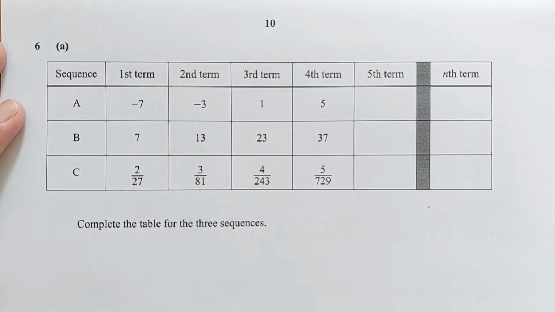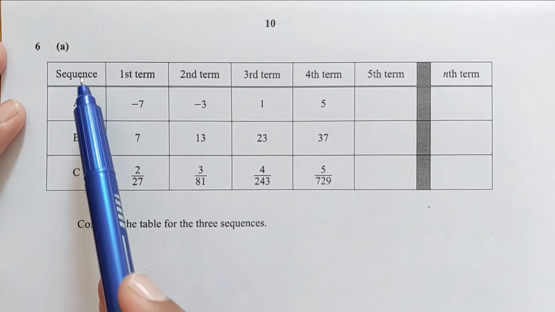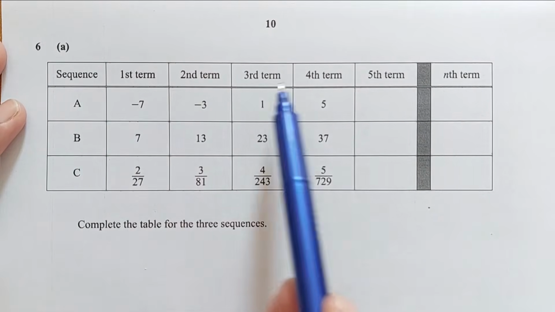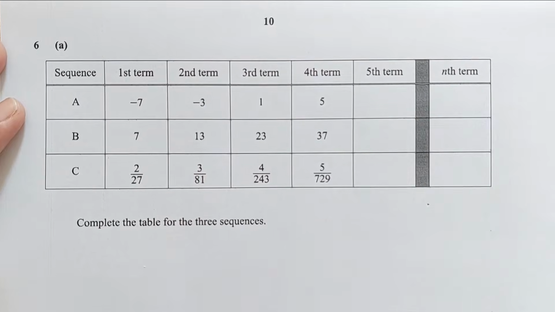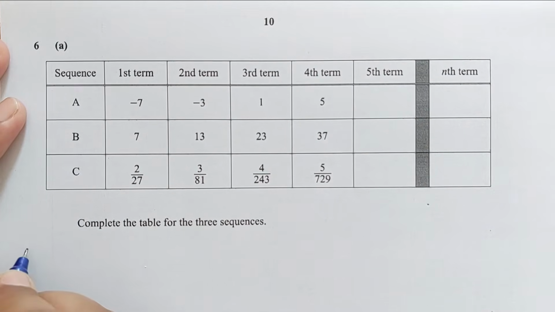Question number 6, part A. Complete the table for the three sequences. We have given sequence A, B, C, first, second, third, fourth term, fifth term, and the nth term we have to find. So look at the sequence A.